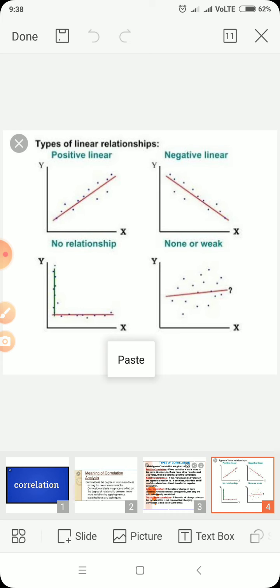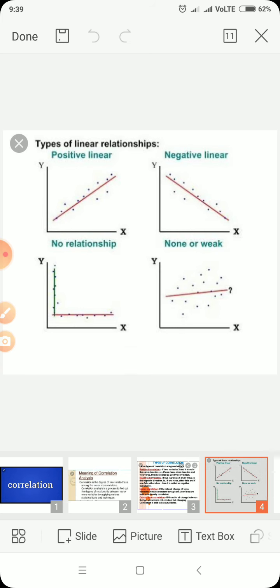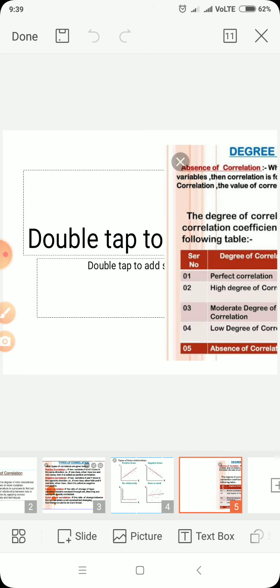And you can see no relationship when they are just going opposite to each other. Or if all the points are scattered, in that case we can say they are non-linear, or we can say there is no or weak correlation. Clear?